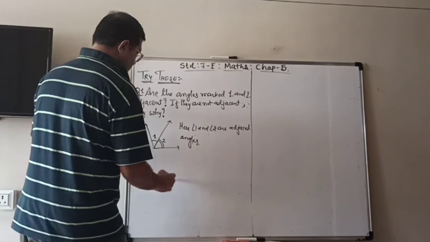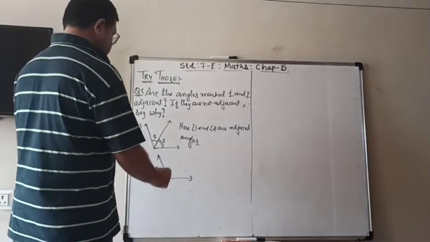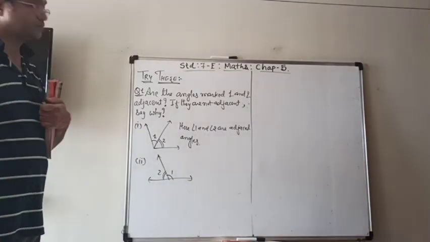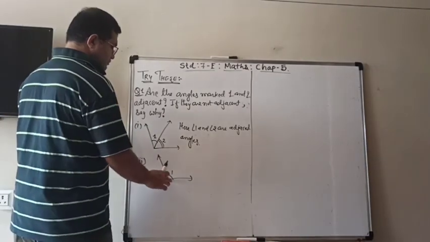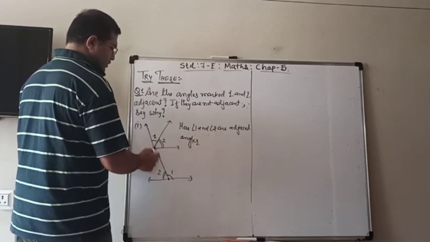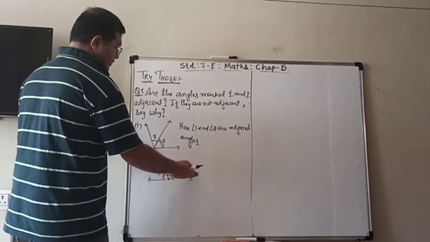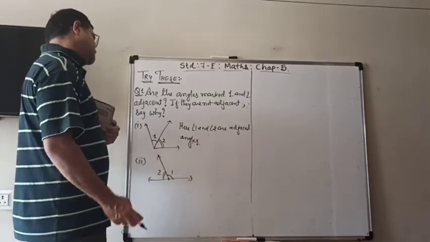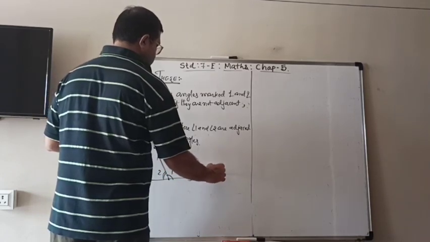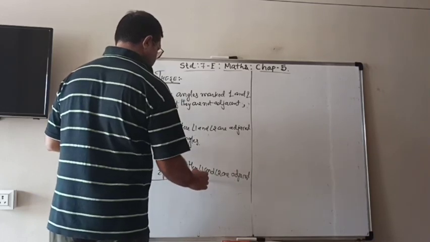Let's take the second one. Here the second one is like that. This is angle 1 and this side is angle 2. Here you can see that they have a common vertex here, and that one going upside is the common arm also, and the non-common arms are on either side. So here also we can say that angle 1 and angle 2 are adjacent angles.